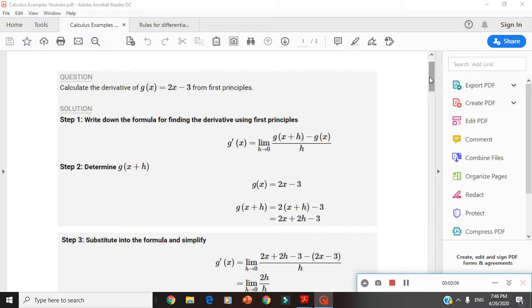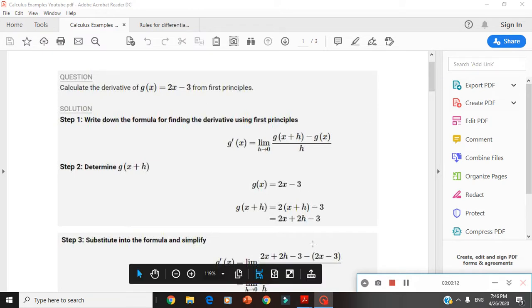Today we're going to be looking at some calculus examples for first principles. Okay, so the first example we're going to be dealing with is calculating the derivative for 2x minus 3 and finding it.